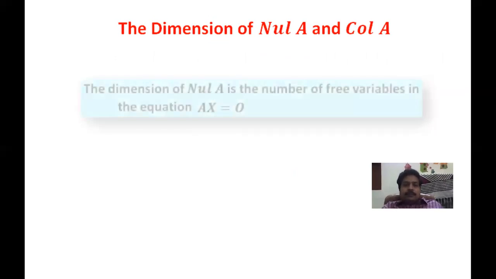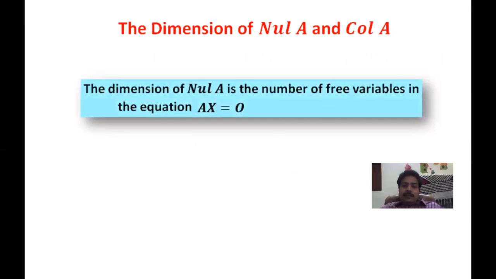The dimension of null space A and column space A. The dimension of null space A is the number of free variables in the equation Ax equals 0. To find the null space of A, we form an augmented matrix [A 0], the null matrix, and reduce it into reduced echelon form. We will find free variables there. So the number of free variables in the equation Ax equals 0 will be the dimension of null A.